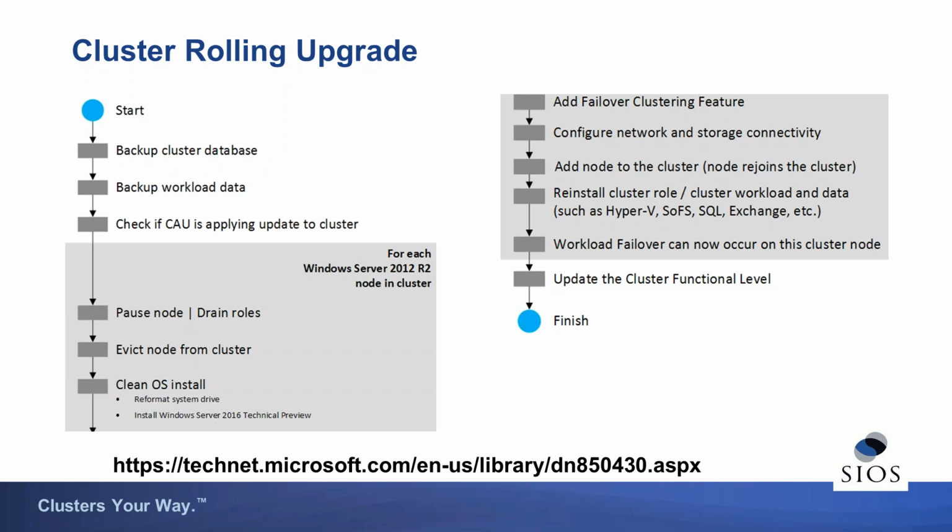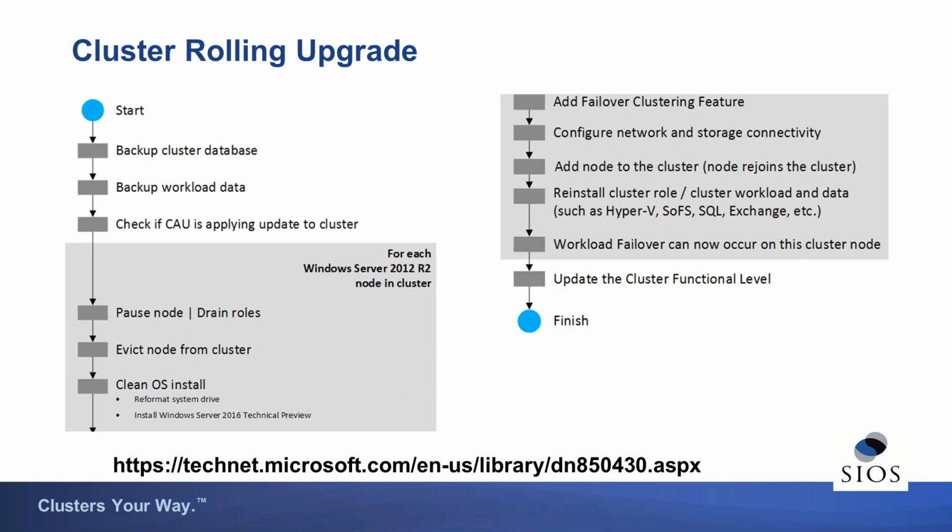It's not recommended or supported to do a simple upgrade from 2012 to 2016. You want to do a clean install on that server. So you're going to format the system drive and install Windows Server 2016. Once that's installed, you're going to add the failover clustering feature to that node, configure the network and storage, and once again, if you're talking about shared storage, you obviously have to connect it back to the shared storage, and then add that node to the cluster.